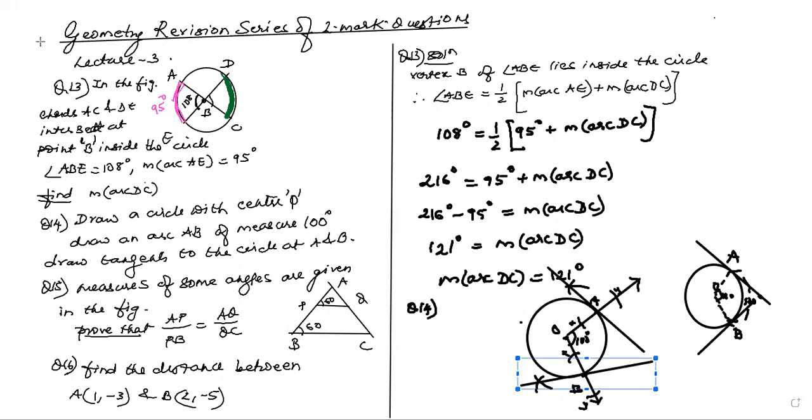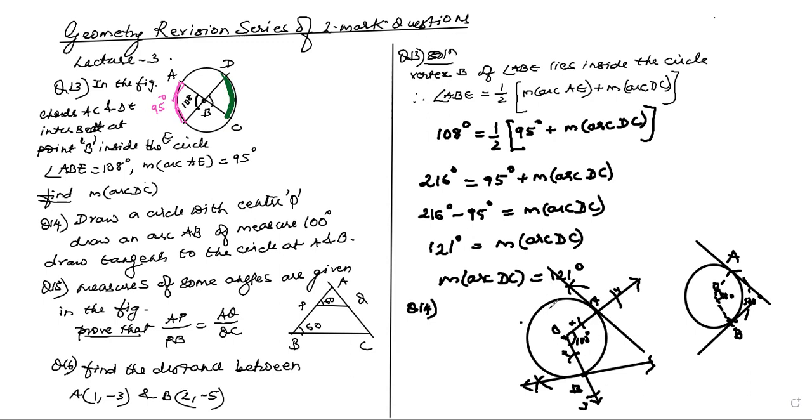The question was to draw an arc AB of 100 degrees and draw tangents at A and B, so the same thing I have done. The measure of a minor arc is always equal to the measure of its corresponding central angle. So I got an idea how to get this arc AB of 100 degrees. I draw an angle of 100 degrees at the center. Where the angle intersects the circle, those points are A and B, and arc AB is automatically 100.